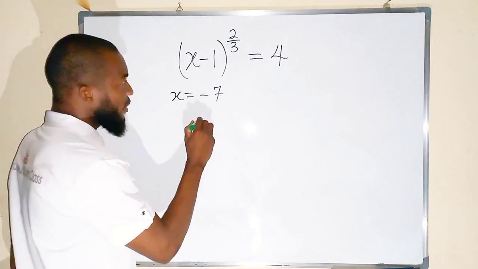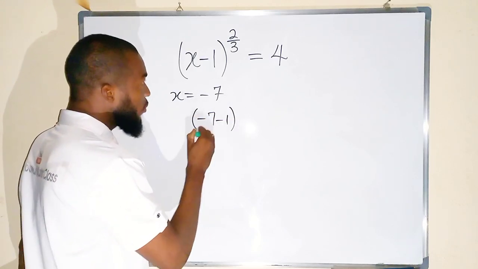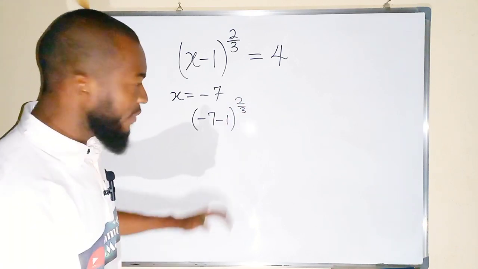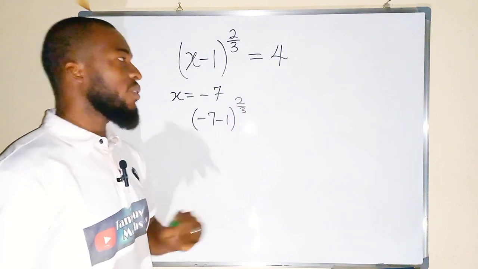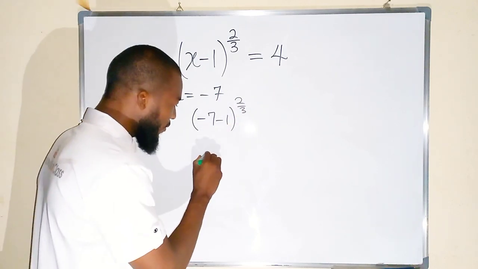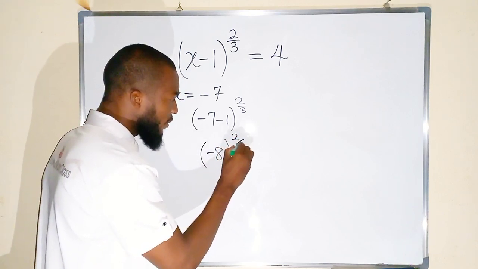It is going to be what? Negative 7 minus 1, all to the power of 2 divided by 3. We are only testing the left hand side to see whether it is going to give us 4. This is negative 8, right? So we have negative 8 raised to the power of 2 divided by 3.